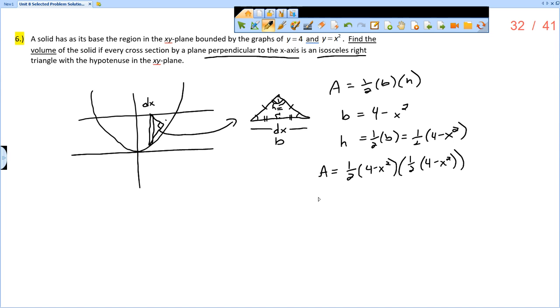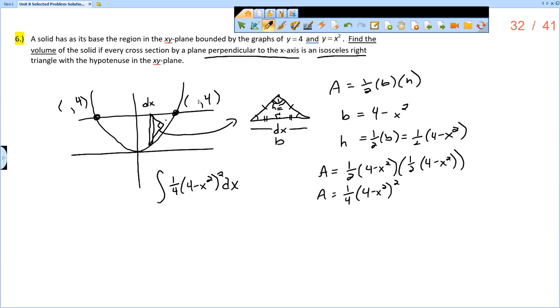If we simplify this a little bit, we've got a half and a half, so we get a fourth, times 4 minus x squared, squared. So that's the area of this cross section. Now we want to integrate the area, 1/4 times (4 minus x squared) squared, with respect to x from left to right. These points are where y is equal to 4.